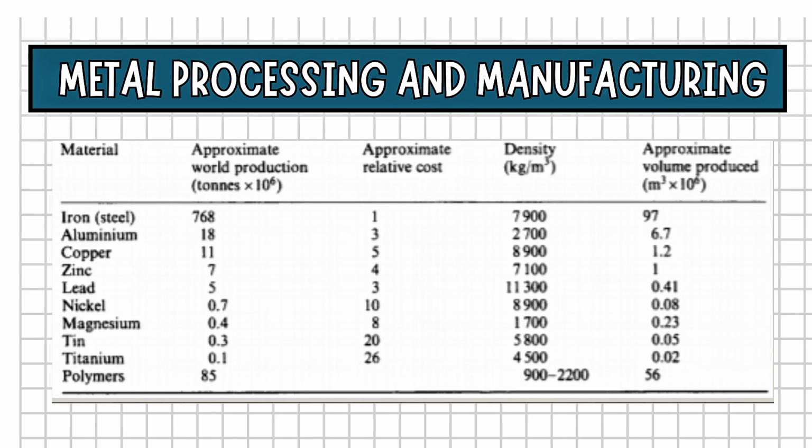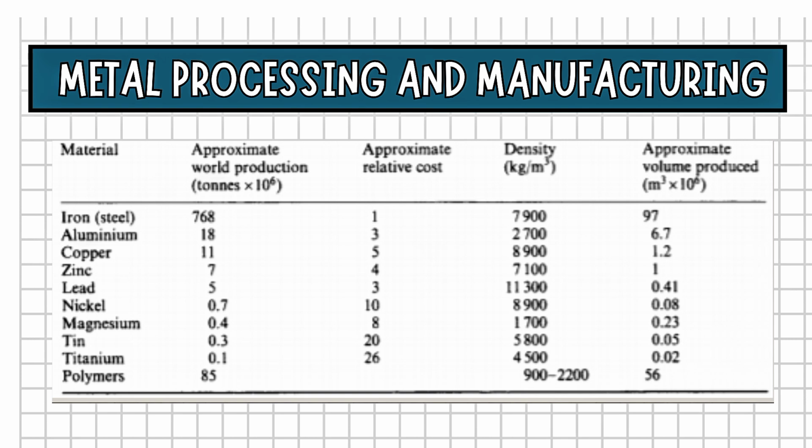For example, iron steel has a significantly higher production volume at 768 million tons compared to titanium at 0.1 million tons. Next column is approximate relative cost. This column provides a cost comparison between the materials. Iron or steel is the baseline with a cost of 1, while titanium is relatively expensive at 26. Next column is density, kilogram over cubic meter.